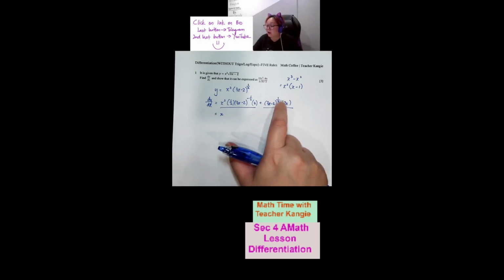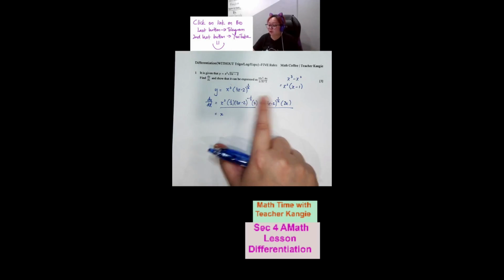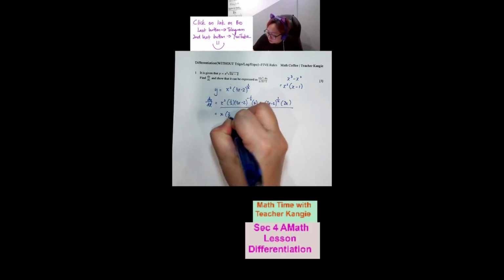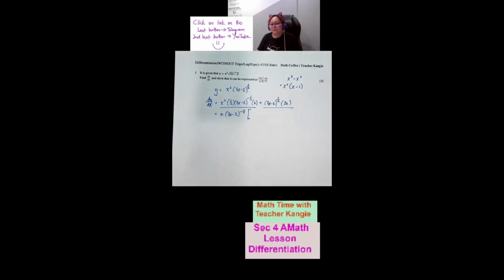This is 3x minus 2 to the power of half. So of course we want to take out the smaller one. Negative half is smaller than half, so we're going to take out negative half. Okay, so take note. Take out the negative half. So we will take out 3x minus 2 to the power of negative half. Put a very big square bracket.